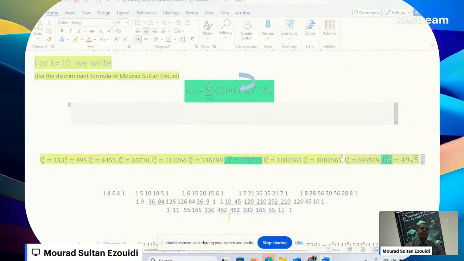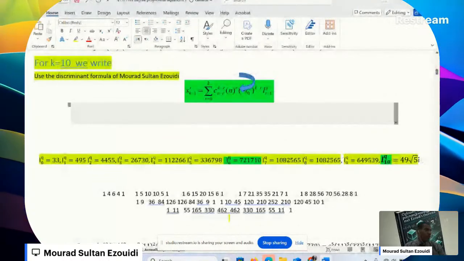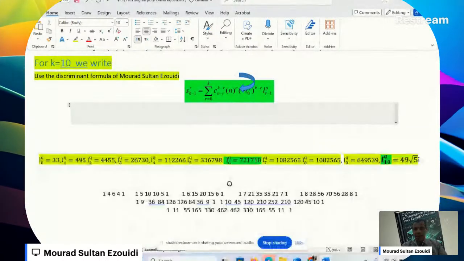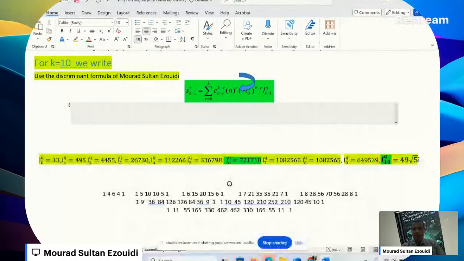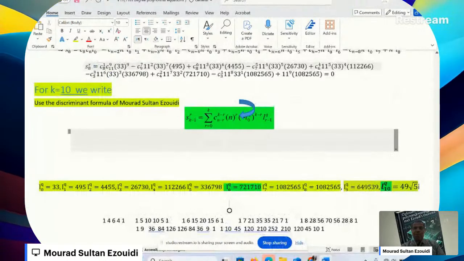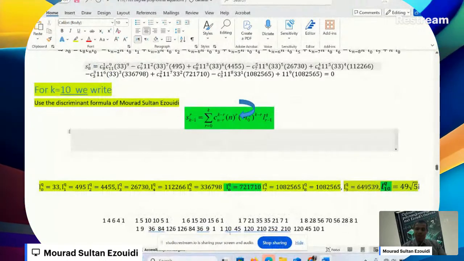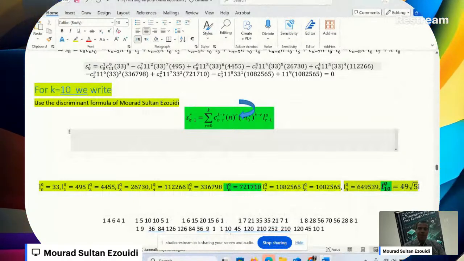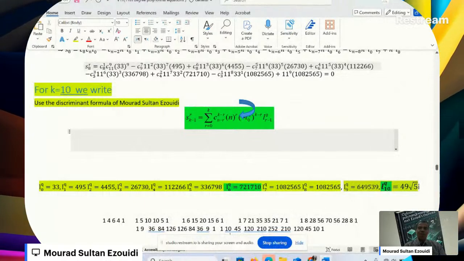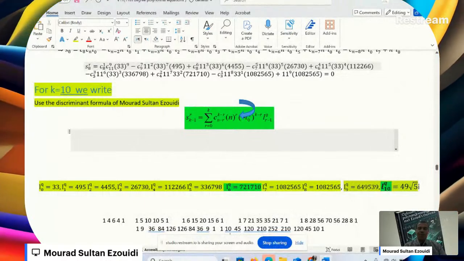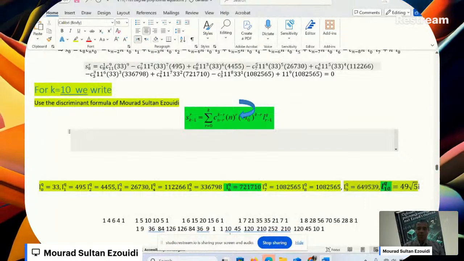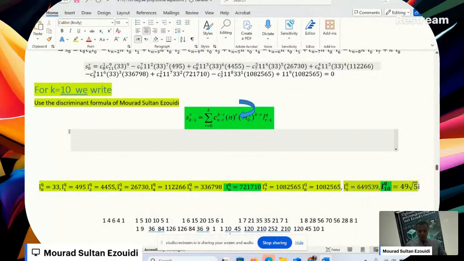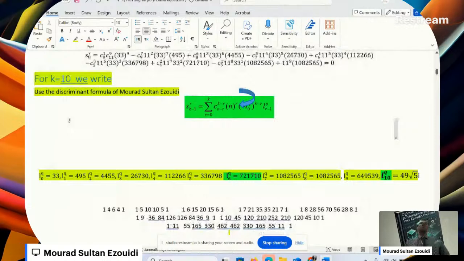So this is according to Mourad Sultan Ezouidi theorem. You can solve this 11-degree equation, going step by step to know how to apply it and to know the relationship. Now the last term: just put k equal 11 because it is an 11-degree equation. 11 minus 1 will give you the last coefficient of your new 11-degree equation, and then we'll make our conclusion and go back to find the roots of our original equation using Mourad Sultan Ezouidi theorem.